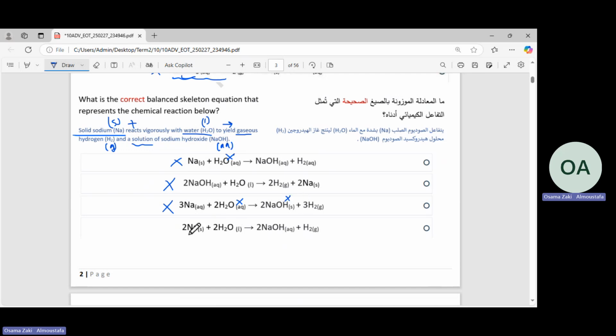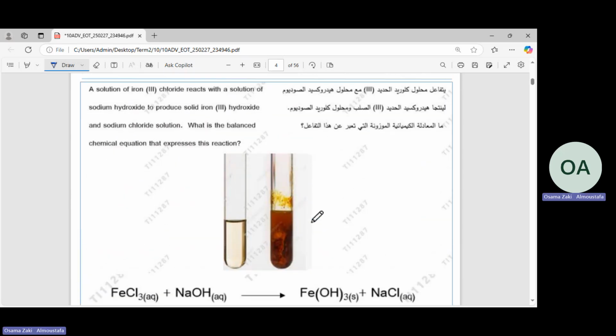Let's check the last one, okay? Na solid, yeah. H2O liquid, yeah. NaOH, AQ, yeah. This one is gas, yeah. So let's check. 2Na, 2Na. 2 times 2, 4H. 2H and 2H, so we have 4H. 2O, we have 2O, so this is the correct option. Okay, so let's move here.